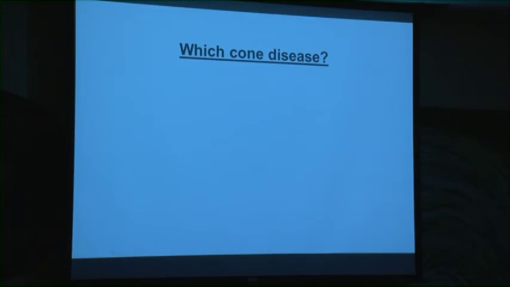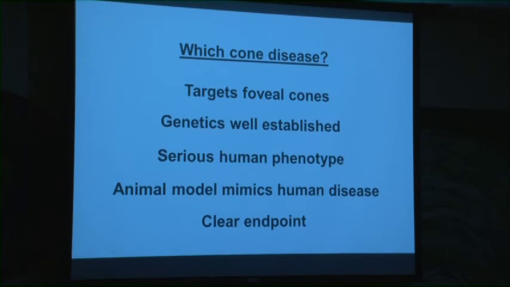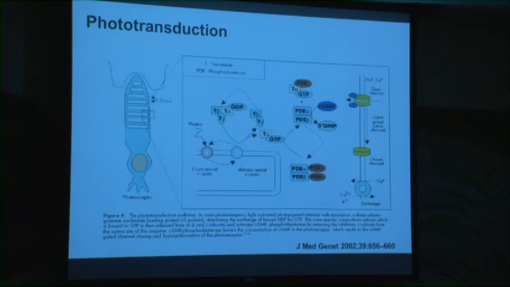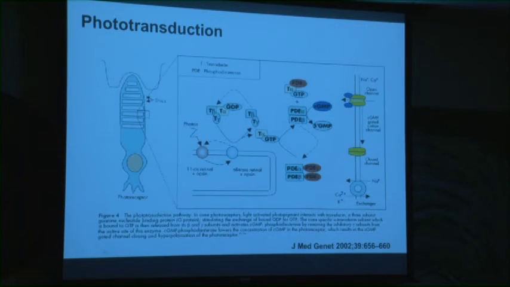Okay, what cone diseases are important to think about for treatment? The criteria are pretty obvious. We want a gene that targets foveal cones. The genetics needs to be well established. It should have a serious, blinding human phenotype. We'll talk about one phenotype in cones that isn't a serious disease, but there's a reason for that. The animal models for that specific cone disease need to mimic the human disease as much as they can. And obviously there needs to be a clear clinical endpoint if you want to get into a clinical trial with cone-targeted gene therapy. So let's look at the genes that might be involved.